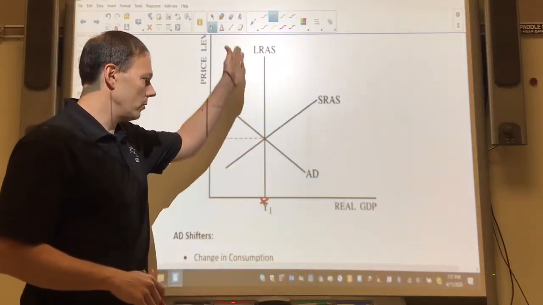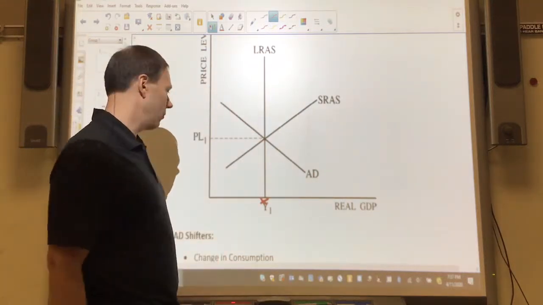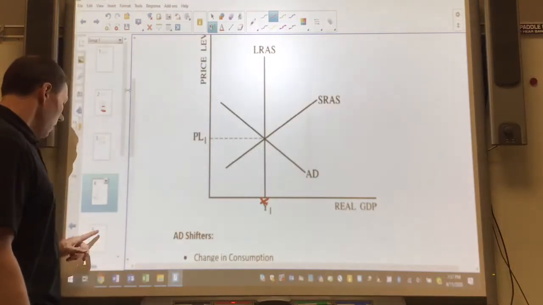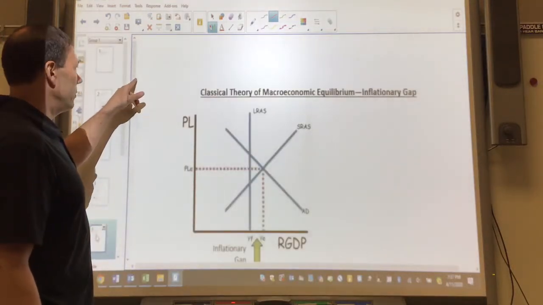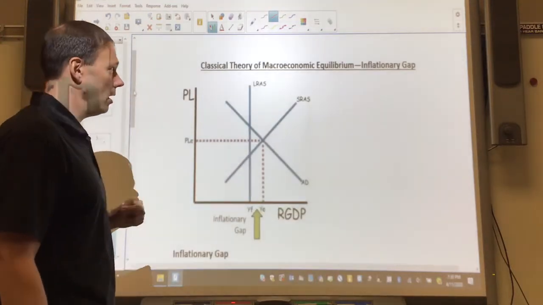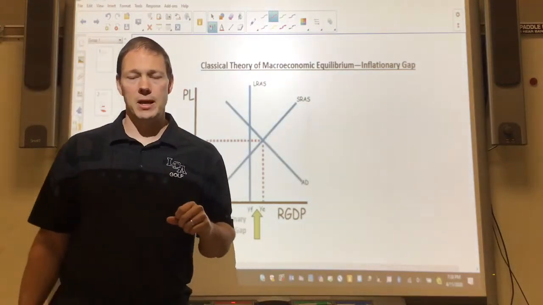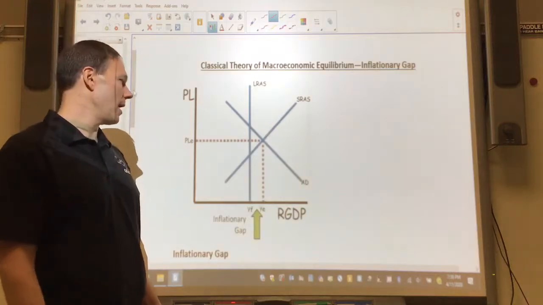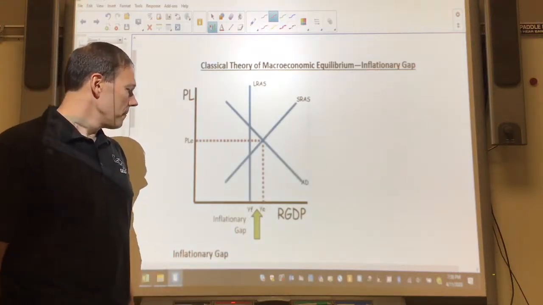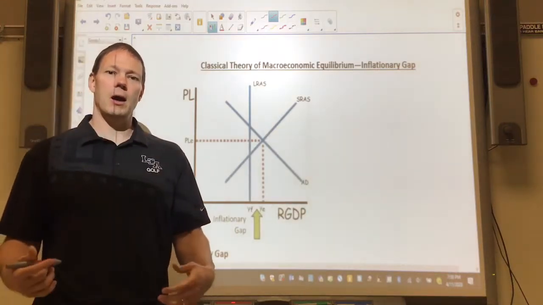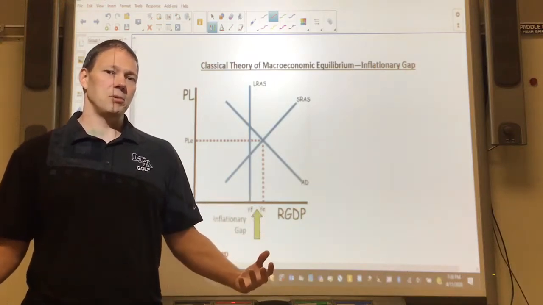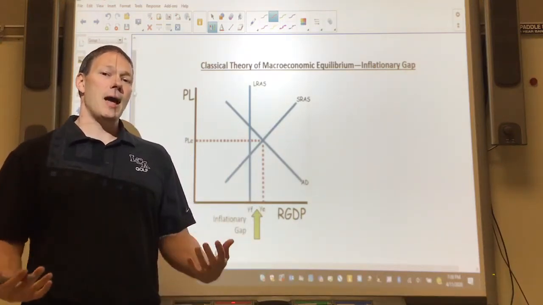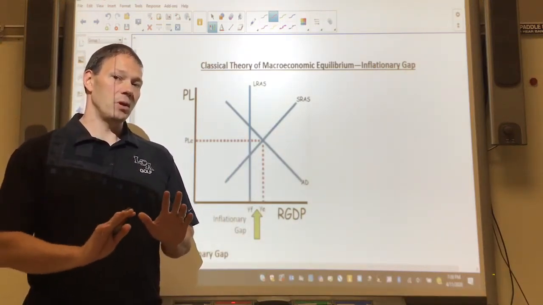Again, we just add this little wrinkle, this long run, indicating that that's full employment. All right, now let's talk about the classical theory of macroeconomic equilibrium. The idea here, and there's two, of course, is one where there's an inflationary gap and one where there's a recessionary gap. And the question is, what changes take place in the economy and how if the government does nothing?